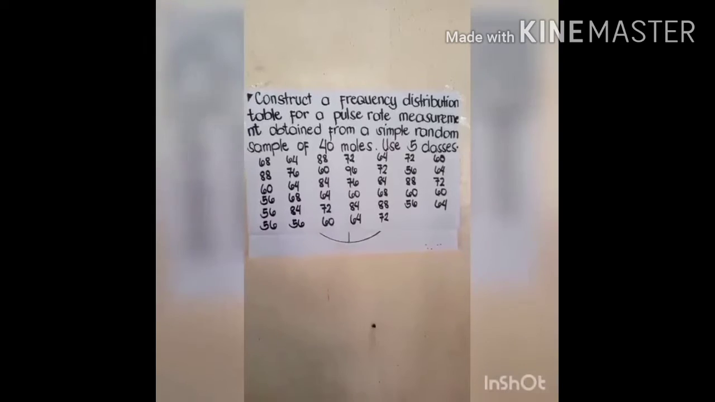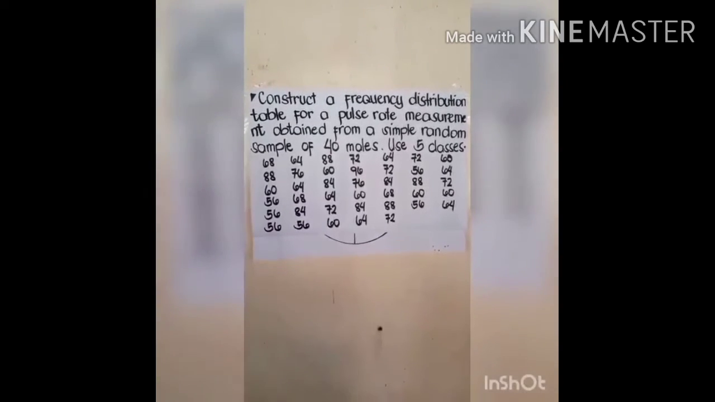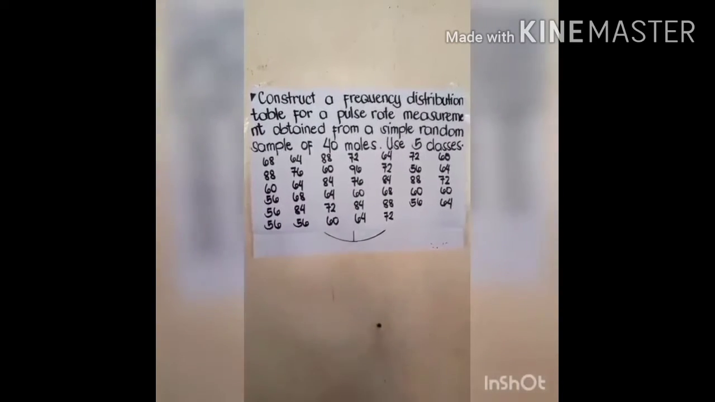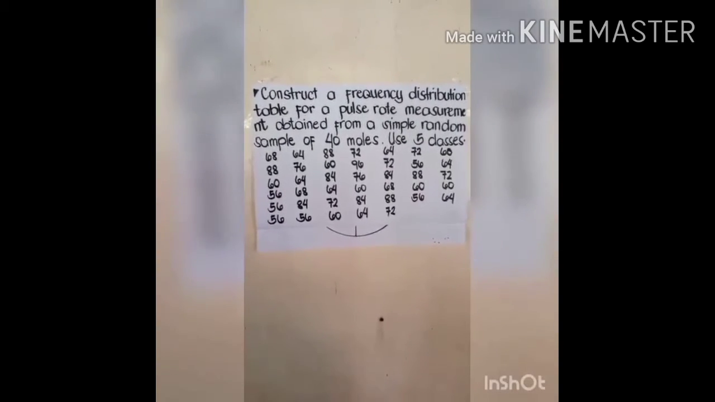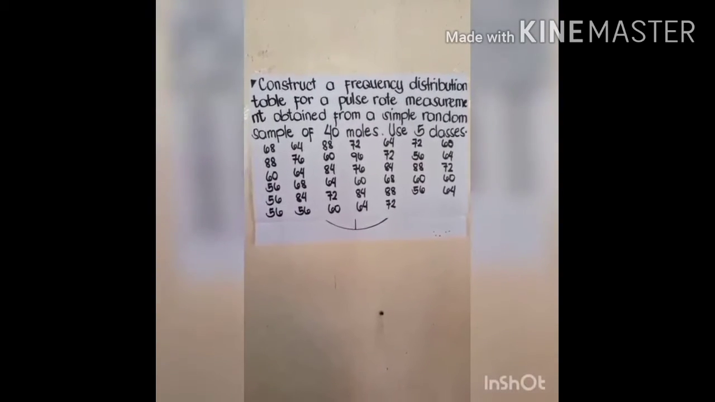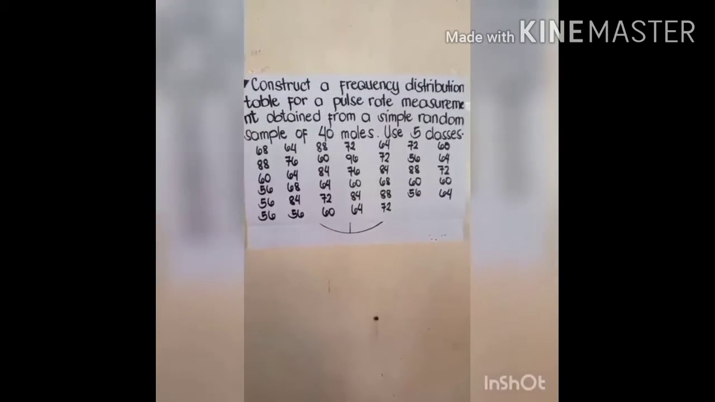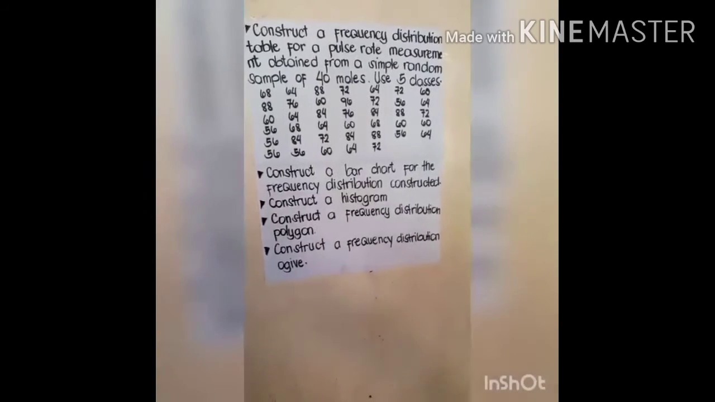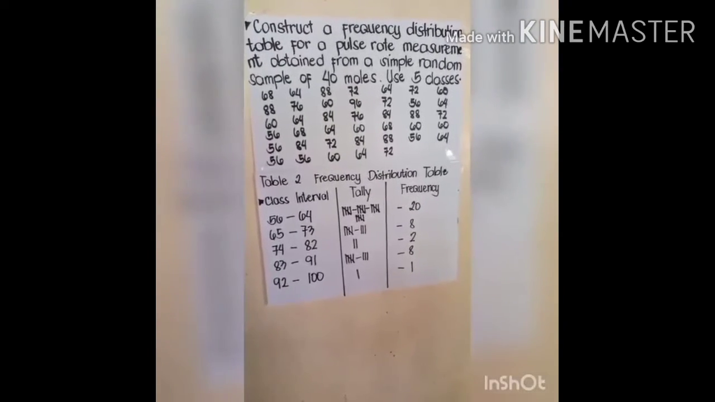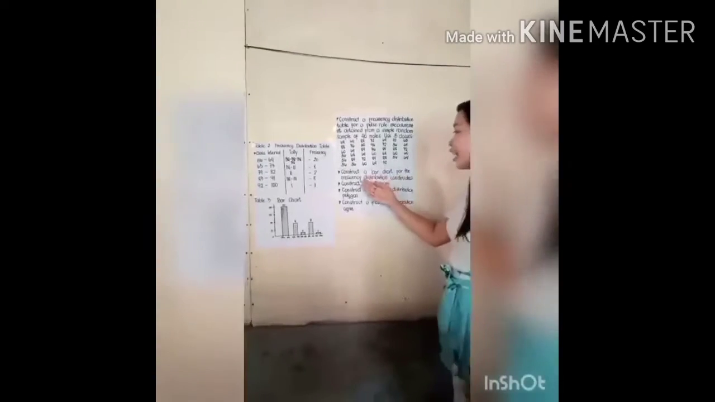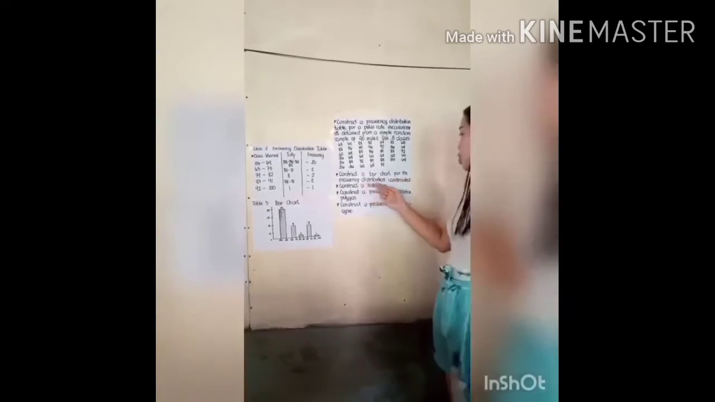It is an example on how to construct a bar graph. So, first, construct a frequency distribution table for a pulse rate measurement obtained from a simple random sample of 40 males. Use 5 classes. This represents a frequency distribution table. Construct a bar chart for the frequency distribution constructed.